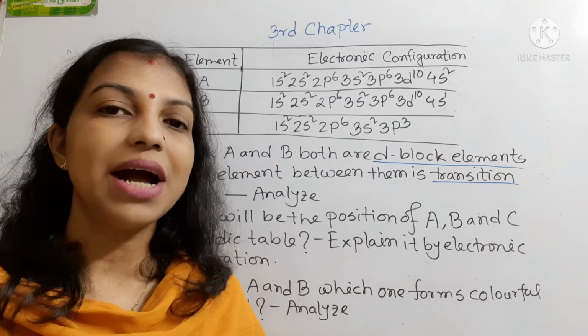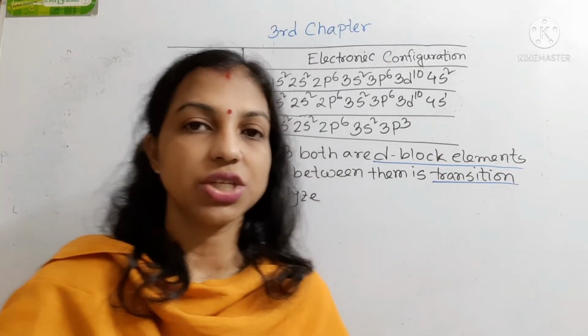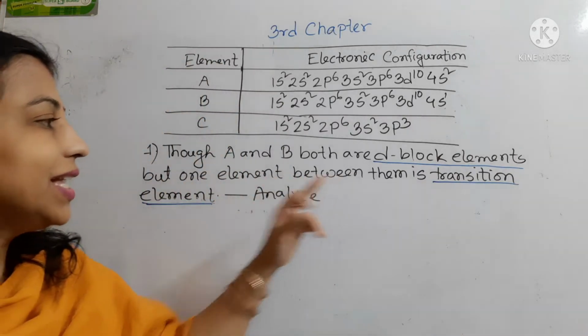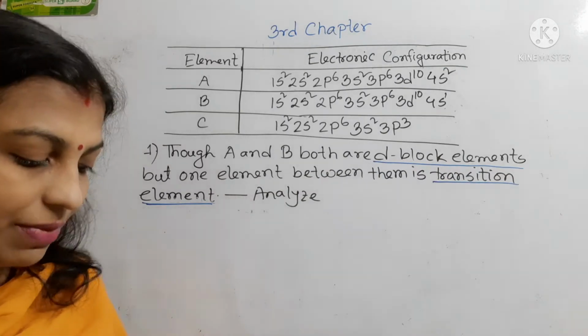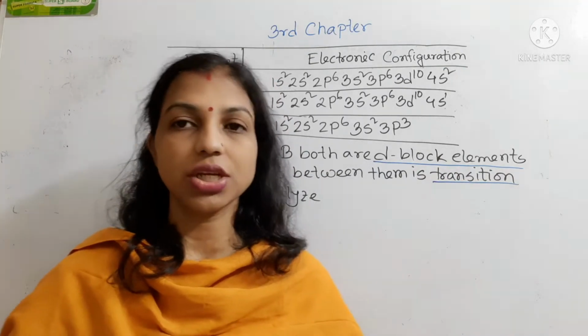Now, let's start with the first question. Though A and B both are d block elements, one element between them is a transition element. Analyze. Before going through this question, you must know about transition elements.